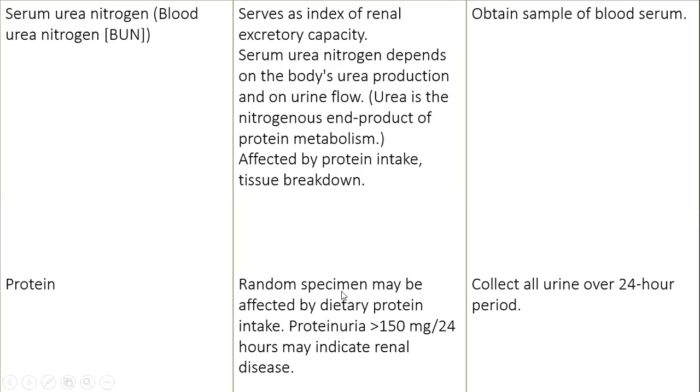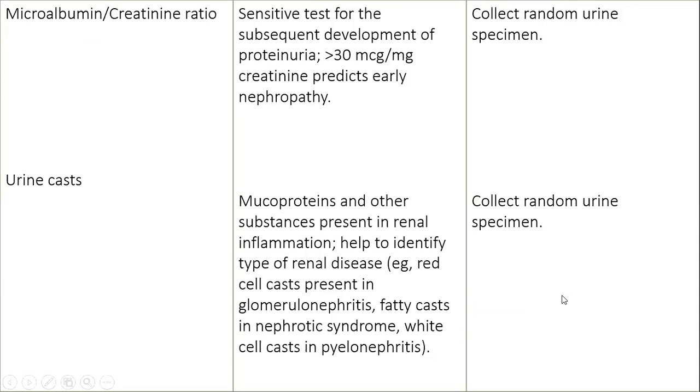Next one is protein. A random specimen may be affected by dietary protein intake. Proteinuria is diagnosed if protein is more than 150 mg in 24 hours. Urine collection test: for this test, we have to collect all the urine over a 24 hour period. Next one is microalbumin creatinine ratio. It is a sensitive test for subsequent development of proteinuria. If the level is more than 30 mcg per mg creatinine, it predicts early nephropathy. For this, we have to collect a random urine specimen.